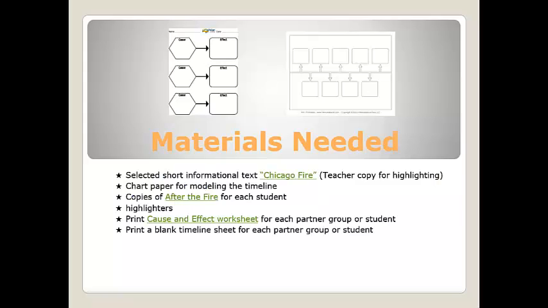Materials needed. Selected short informational text called Chicago Fire, chart paper for modeling the timeline, copies of After the Fire for each student, highlighters, print a cause and effect worksheet, print a blank timeline sheet for each partner, group, or student.